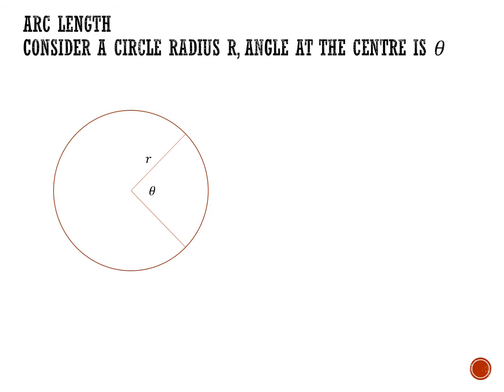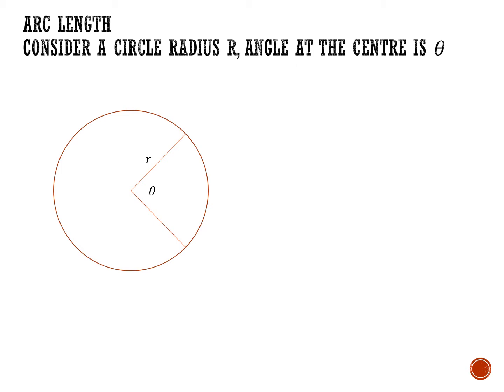Okay, so you want to be writing notes down, so make a quick sketch of that diagram. So here we've got a circle, radius r, and we've got an angle at the centre, theta. Now, when you split a circle like this, it gives you an arc.